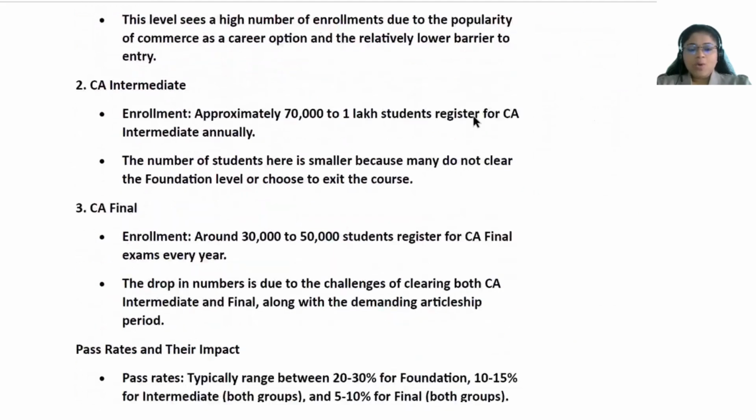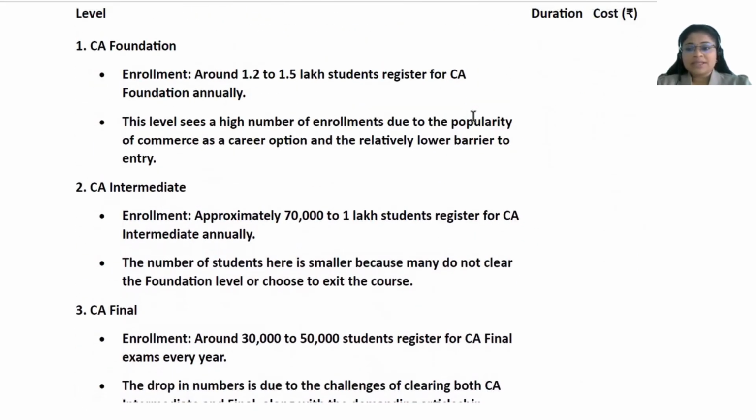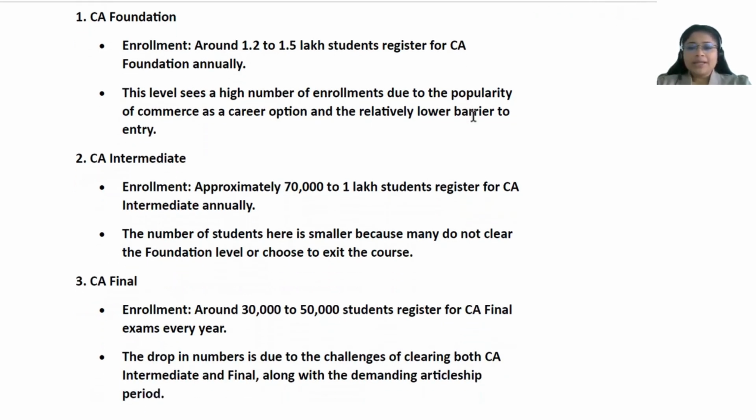And now we shall go ahead with passing grade and number of enrollment every year. Level 1, CA Foundation enrollment: around 1,20,000 to 1,50,000 students register for CA Foundation annually, and this level sees a higher number of enrollment as there is a popularity of commerce career option and relatively low barriers to entry. So once the filtration is done in the CA Foundation, it goes with the CA Intermediate: around 70,000 to 1 lakh students register annually for CA Intermediate.